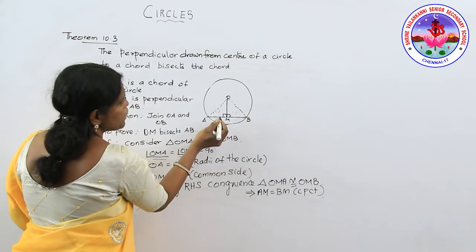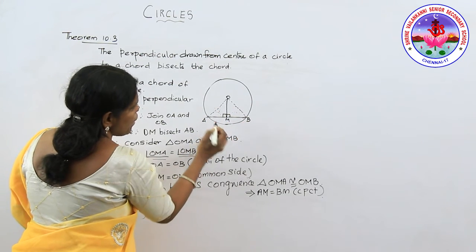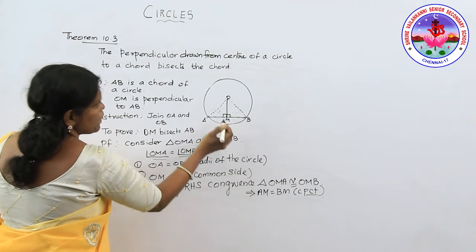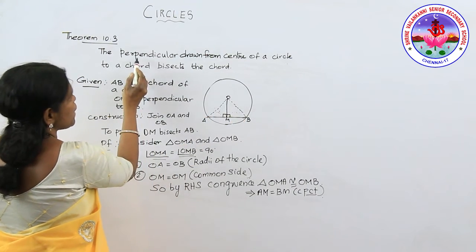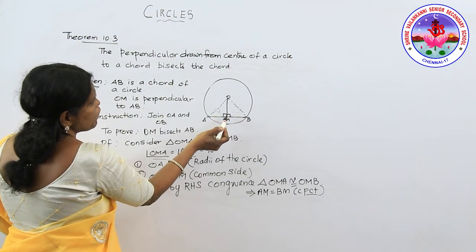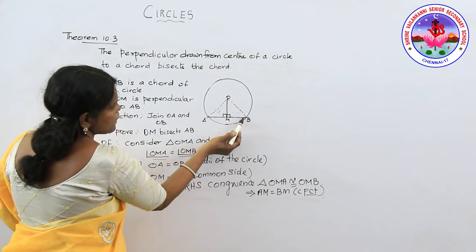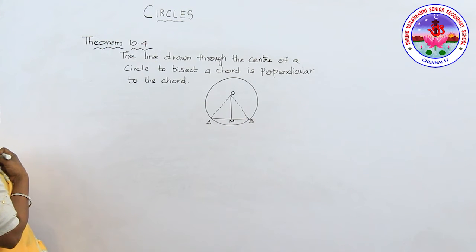So hence I proved that this OM line bisects the chord. I proved AM equals BM by CPCT, which is nothing but the two divisions of the chord AB. So hence I proved this theorem: the perpendicular line drawn from the center of the circle to a chord bisects the chord. Theorem 10.4, which is a converse of theorem 10.3: the line drawn through the center of a circle to bisect a chord is perpendicular to the chord.